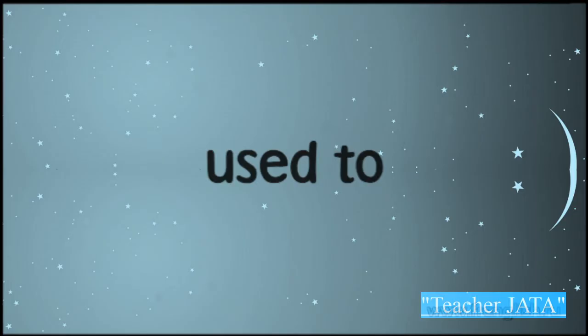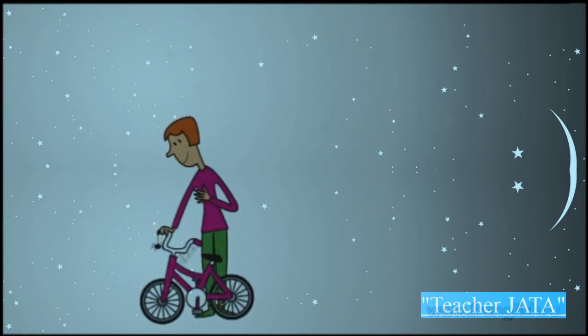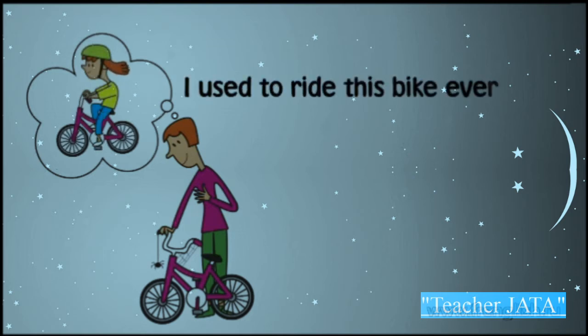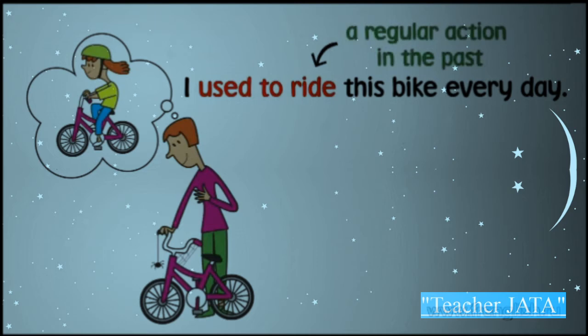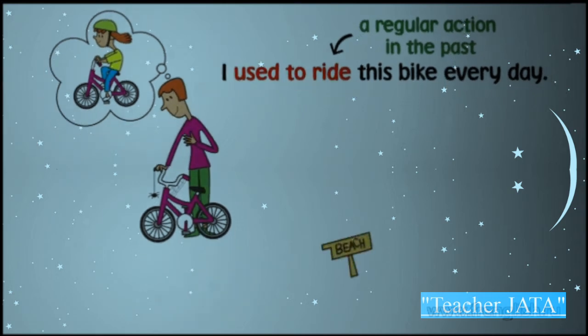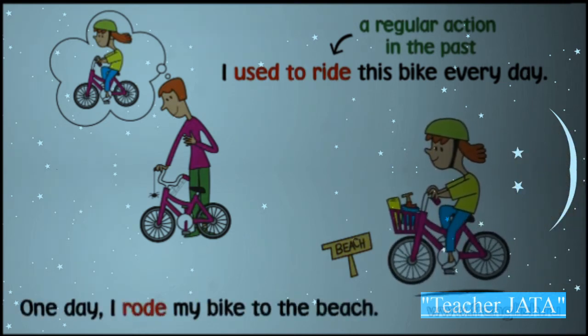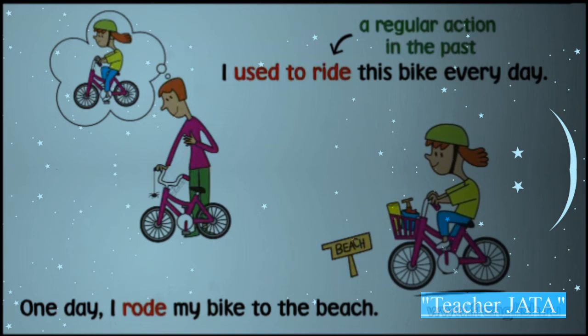Used to. I used to ride this bike every day. We use used to talk about a regular action that we did in the past, but we don't do now. One day, I rode my bike to the beach. We don't use used to when the action only happened once.